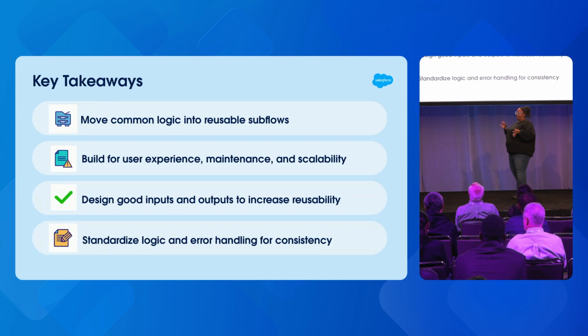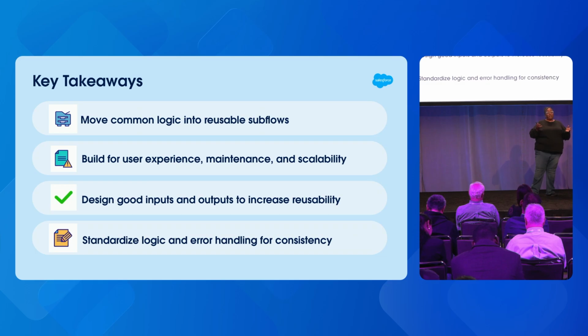So let's go through a few key takeaways. Move common logic into subflows. That's it. Go through your flows, go through your inventory, see where you're finding commonality. If anyone asks for updates and you find yourself updating 3 or 4 flows, start to see where those patterns are, where the commonality is, and where you can move that out to a subflow.